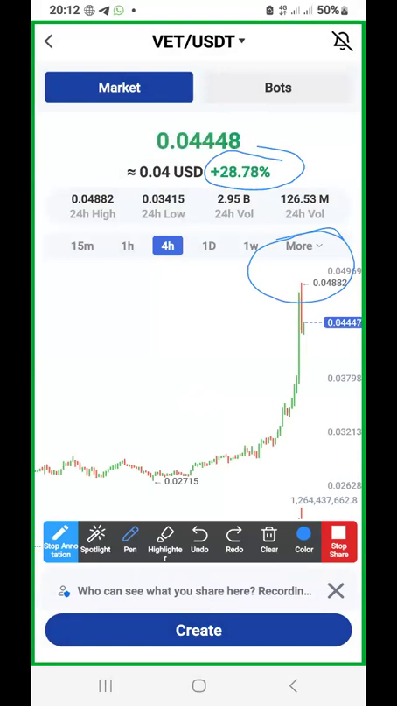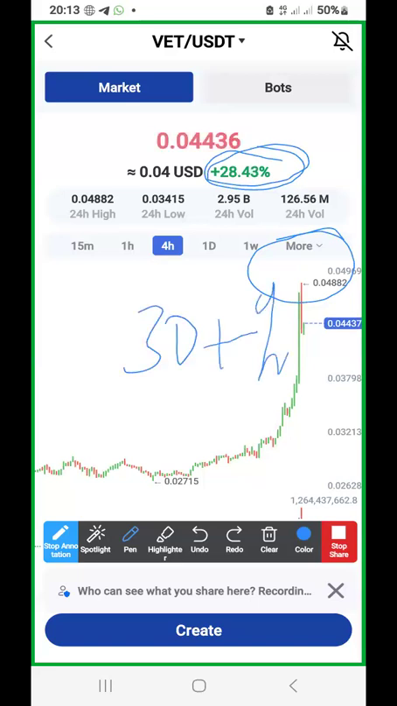If you had managed to buy it yesterday, or probably some earlier today, you would have gained about 28%, because this is what it is currently indicating. But VAT went up to around over 30% today, because we traded it severally, you know.